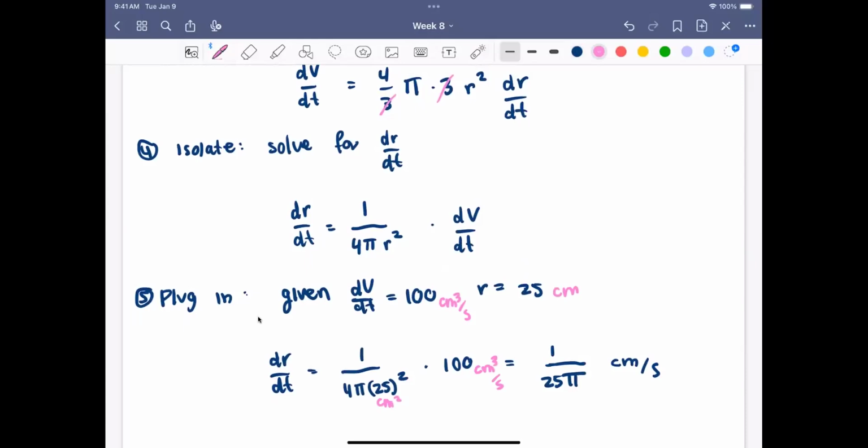One nice thing about these problems is that you can do a little check at the end. It makes sense that this was a positive number, right? If we got a negative number, then I'd be thinking, okay, I probably went wrong somewhere, because I know the radius of the balloon isn't decreasing as I pump in air. So that is just a little check you can do: does my answer make sense in the context of the problem?